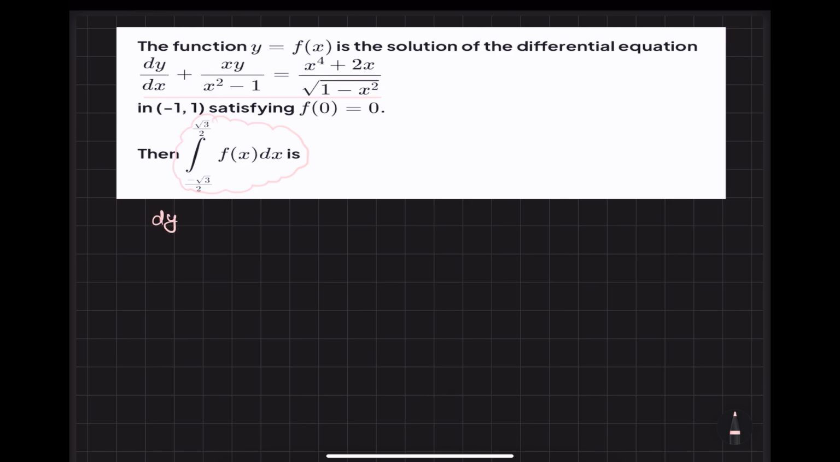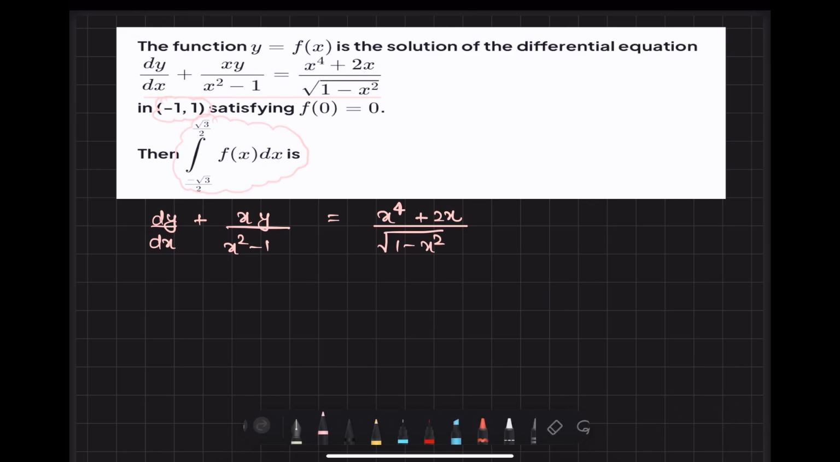So, we have dy by dx plus xy upon x square minus 1 is equal to x power 4 plus 2x by root over 1 minus x square, and this is defined in this domain. So now look at the ideas that are going in my mind. I feel that I should apply the variable separable method first.